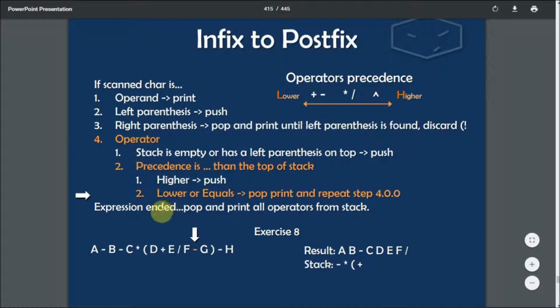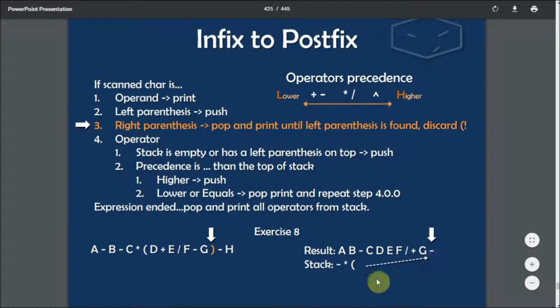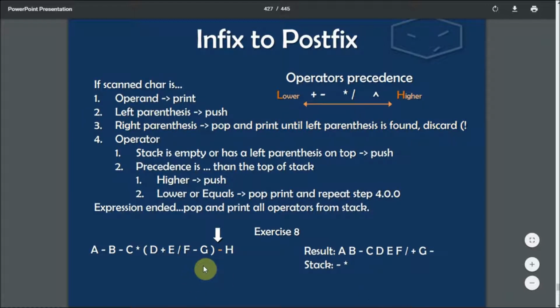F is operand, we print, and minus is operator and is lower, so we pop and go back. And now is equal, okay, so we pop again and go back. And now we have a left parenthesis on top, so we push this minus, and G is operand, so we print, and right parenthesis, pop and print, so pop and print, and then discard. Minus is operator, and the precedence is lower, so we pop and go back. And the precedence is equal, so pop and go back.